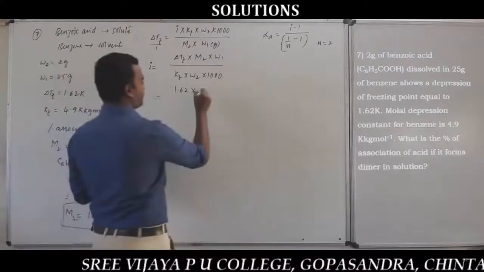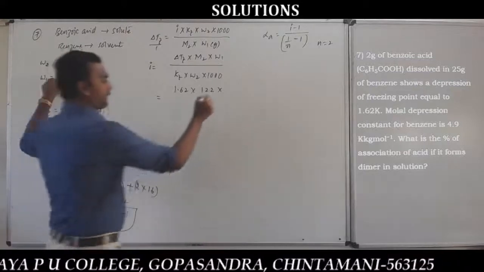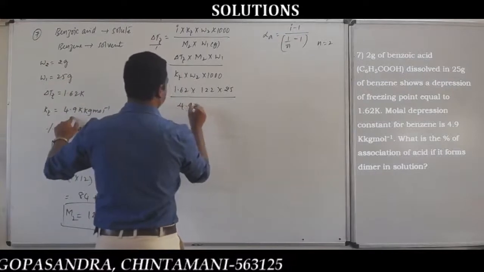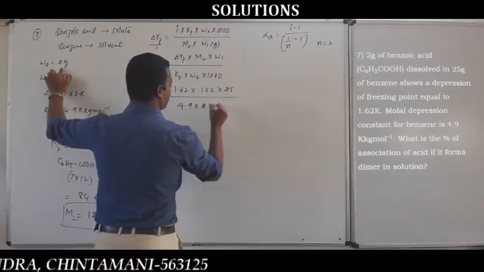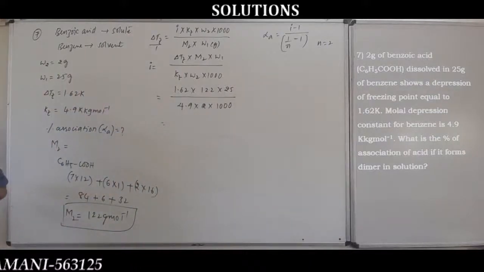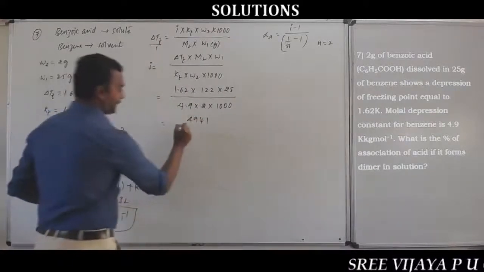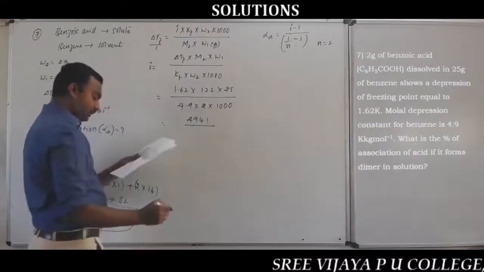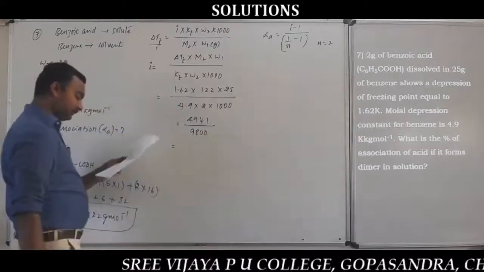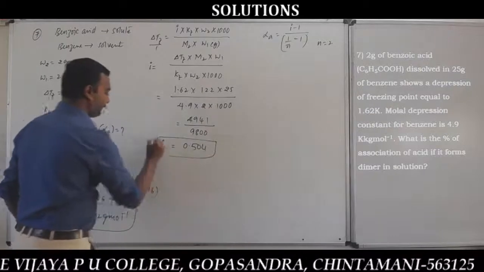Substitute the value here, that is 122 into W1, the mass of the solvent, solvent mass is 25 gram, the whole divided by, what is the ΔT value? The value is 4.9, what is W2, that is 2, into 1000. So simplification: 1.62 into 122 into 25, that is 4941, divided by 4.9 into 2 into 1000, that is about 9800. So therefore, what is the value? We will get 0.504. That is the i value, the van't Hoff factor.